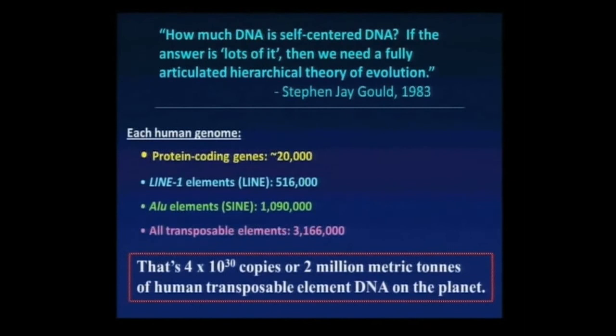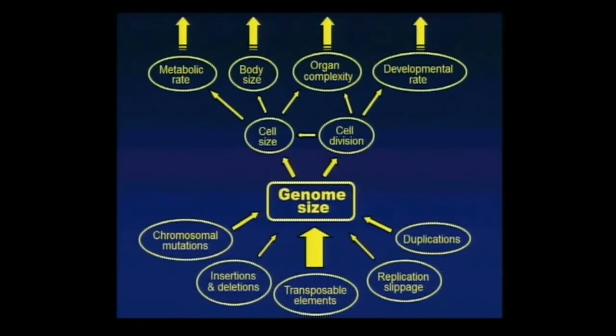It's about 2 million metric tons of selfish DNA, or 4 times 10 to the 30 copies on the planet, just in humans, and we have a relatively normal-sized genome, not particularly big. So I would say Gould was wrong here. It's not lots of it, it's lots and lots and lots of it. That means, according to this claim, we need to think seriously about multi-level selection because of what's going on in the genome. And that's very much influenced my thinking.